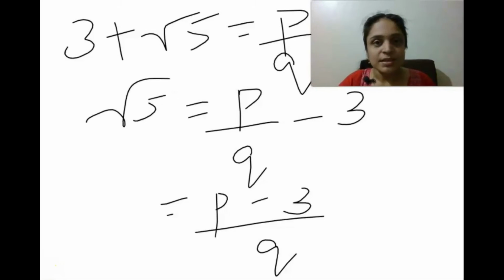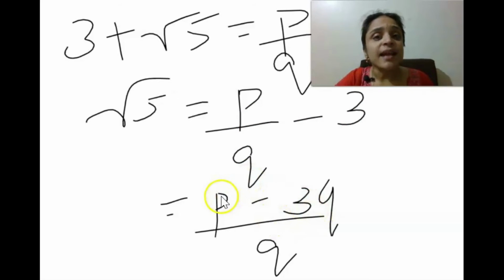Now, next question is prove that 3 plus root 5 is an irrational number. So first we have to prove that root 5 is an irrational number. The method we have used before, that is, assume that root 5 is rational and then we have proved root 5 is irrational. Now to prove 3 plus root 5 is irrational, just assume 3 plus root 5 is rational. So it can be expressed as p by q. So what is root 5? Root 5 equal to p by q minus 3. When you subtract 3 from p by q, you will get p minus 3q by q.